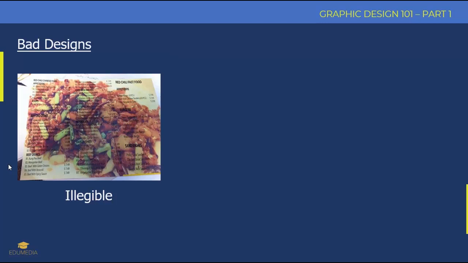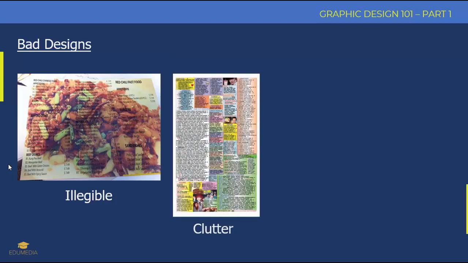The second example we have here is also a restaurant menu, but it's suffering from clutter. It's so cluttered and packed that there's no way to know where to begin to decide what to eat. This design has also failed.